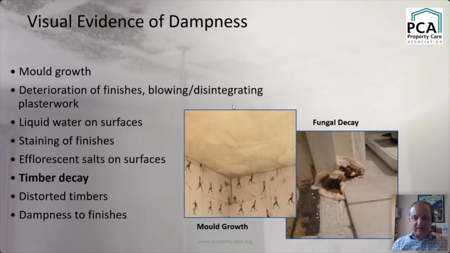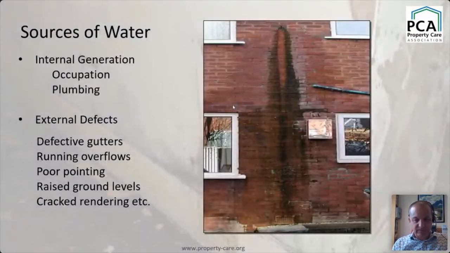So the evidence of that water ingress, as we've just said, is things like mold growth, deterioration of finishes. You see liquid water on surfaces with condensation, that sort of stuff. Staining, efflorescence, timber decay. That's the bit we're after today. Fungal decay, timber decay. The fact that organisms can get in there and start to degrade, ingest, eat the wood. We also get timber distortion and all the rest of it. The other thing that's missing off that is also insect attack, which is part of what James talked about a couple of months ago.